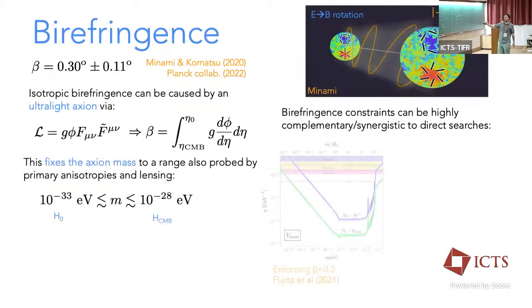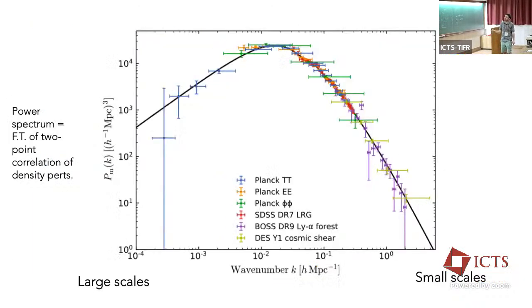Right, I'm going to skip birefringence in the interest of time. I'm just going to mention very briefly how you go beyond the CMB. You go beyond the CMB by considering late time observables like the matter power spectrum. So on here, you have CMB constraints on the matter power spectrum marked in blue from Planck, and they extend from large scales to about k of 0.1 inverse megaparsec.